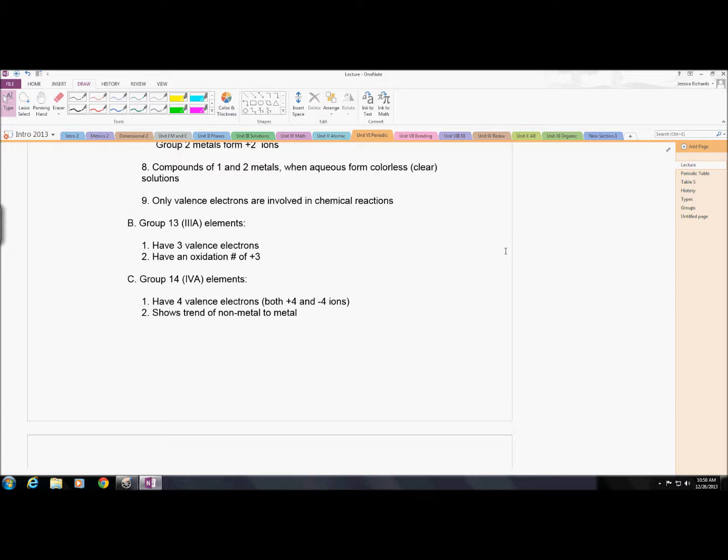Group 14, 4 valence electrons. They're right in the middle. They're either going to lose 4 or gain 4 if they want to look like noble gases. So they kind of can be either types of ions, but for the most part, later on when we talk about bonding, they're going to end up sharing their electrons instead. So they tend to neither gain nor lose electrons, but you're going to see this beautiful trend of going from a nonmetal to a metal.